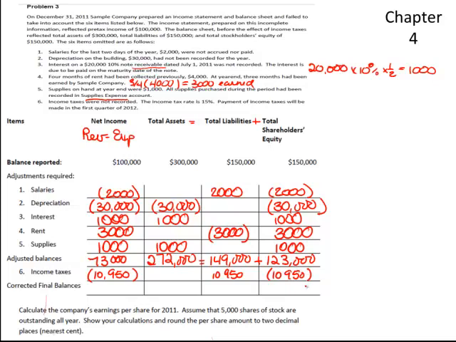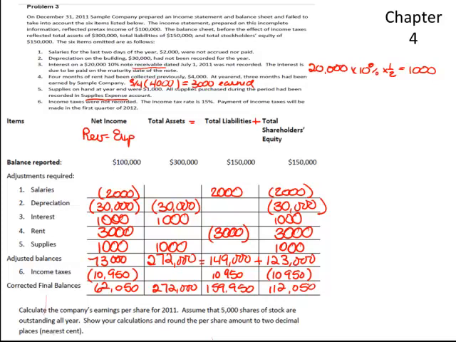So the correct final balances are that net income is $62,050, that assets come to $272,000, liabilities grow to $159,950, and stockholders' equity is $112,050. Now, the problem doesn't stop there.